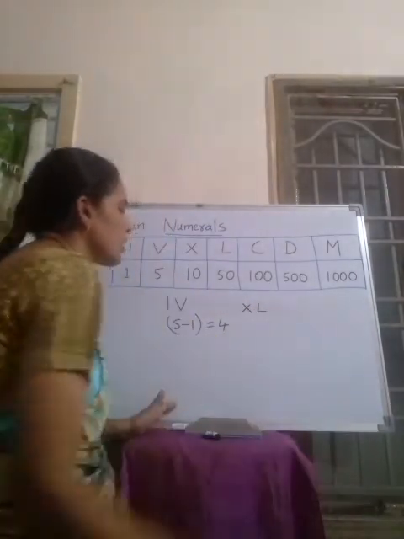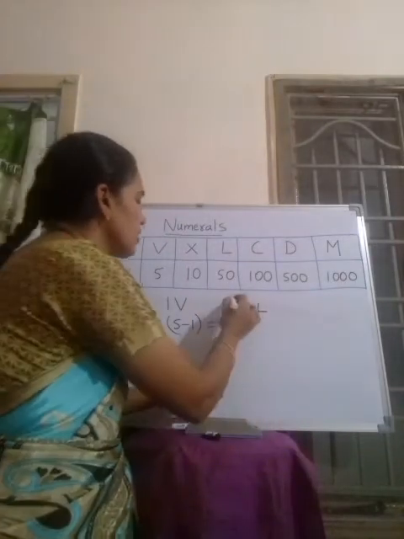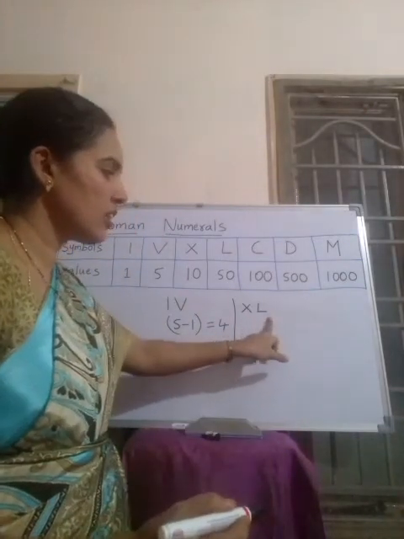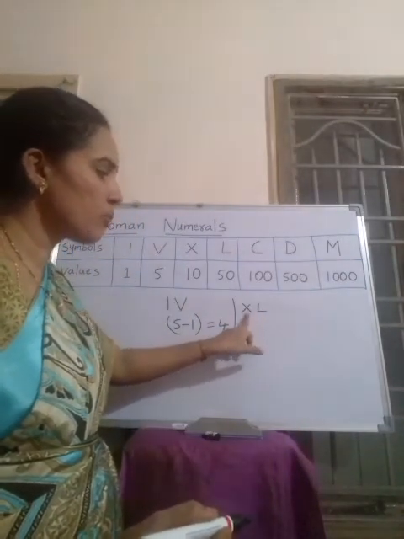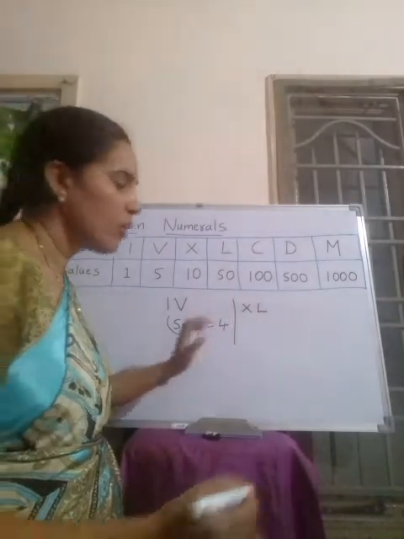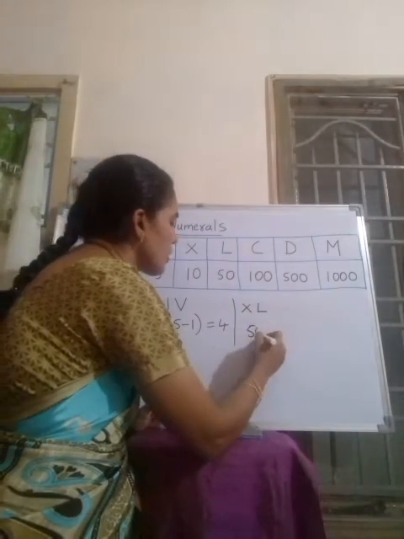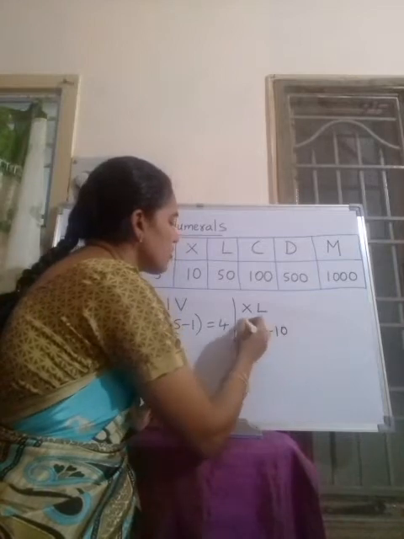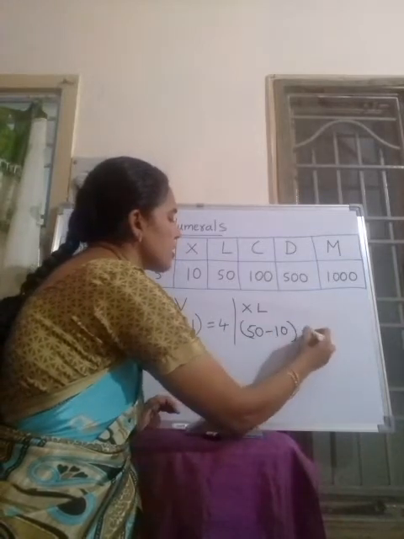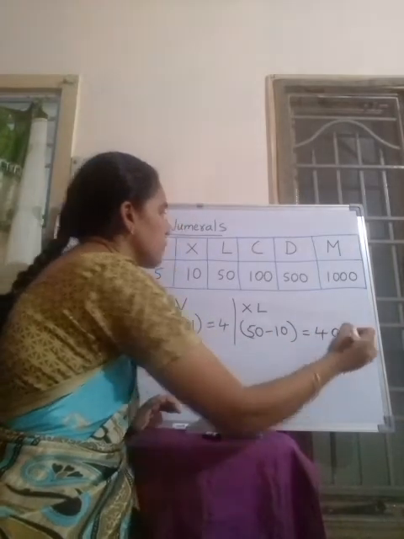Smaller symbol, if it is present on the left side. For example, XL. Okay, another example I am taking, XL. The X value is smaller than the L value. That is why we have to subtract X from L. That is 50 minus 10. 50 minus 10 is 40.